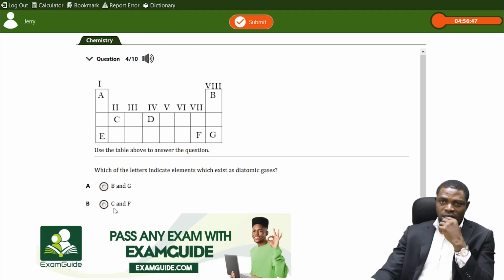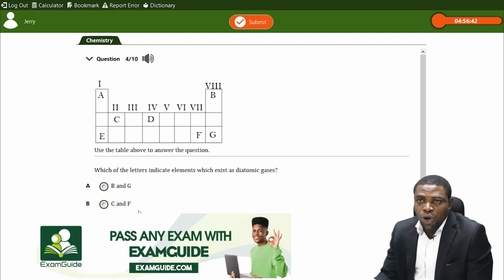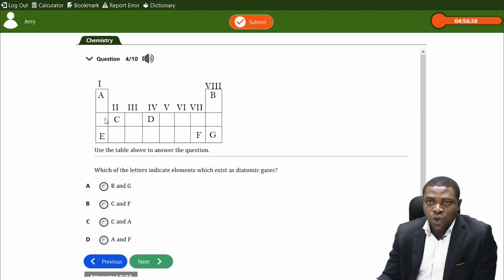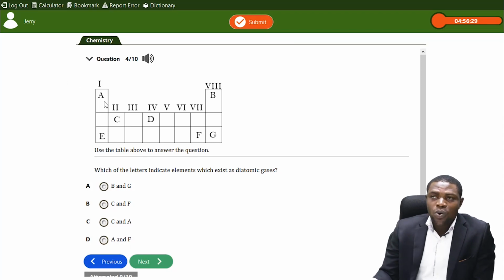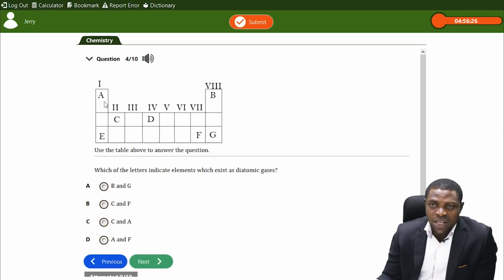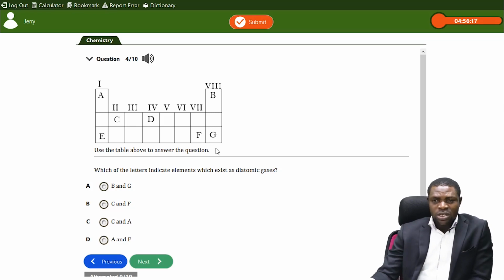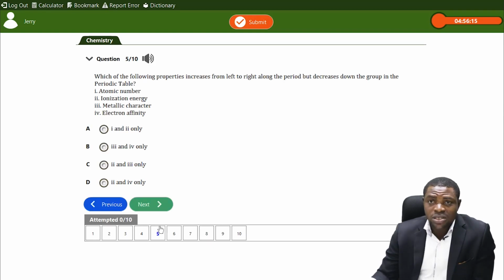Then when you look at C and F, you discover that both of them are not diatomic. When you look at C, you notice that beryllium is not a diatomic gas. So the right answer here, you have hydrogen. Hydrogen is a diatomic gas, and then when you look at fluorine, you also notice that it is also a diatomic gas. So A and F is correct.